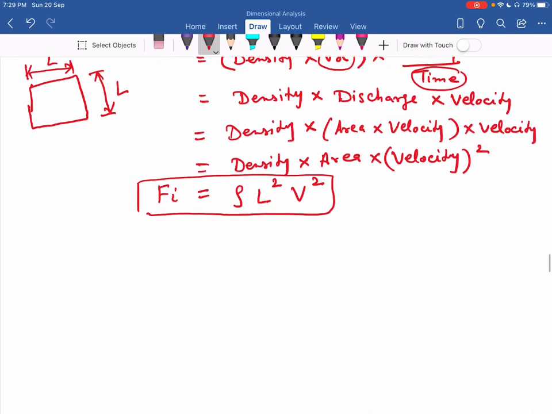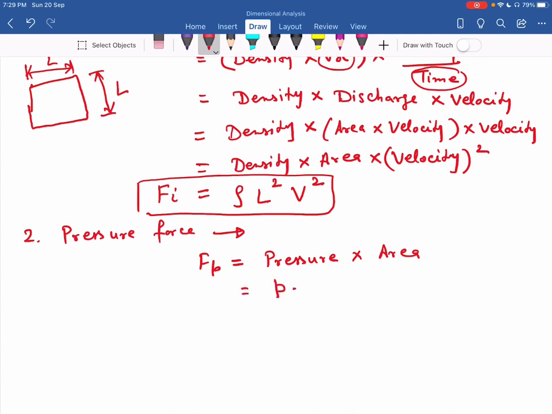The second force which acts in any physical phenomena is the pressure force. Now this pressure force, Fp, is equal to the pressure intensity multiplied by the area. So pressure intensity is P multiplied by A. Further I can write this as Fp equal to pressure intensity into area, and the area of this element is L square.